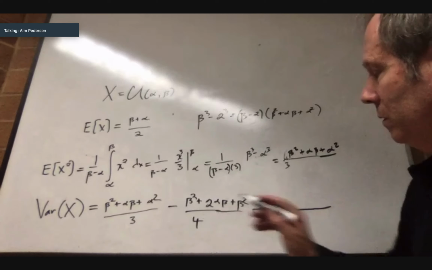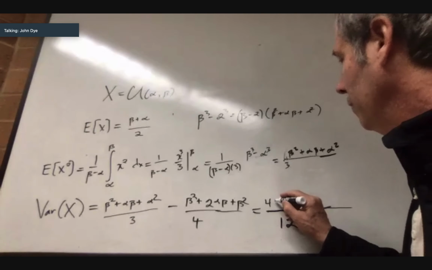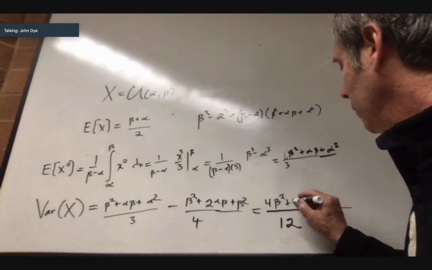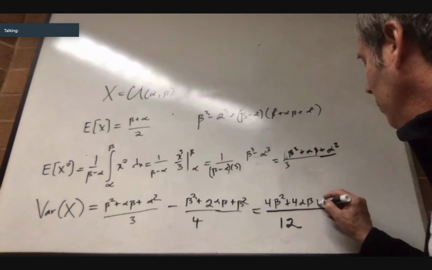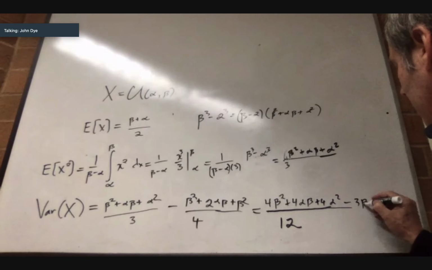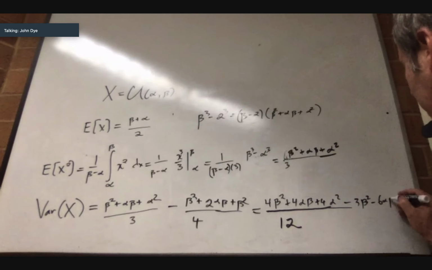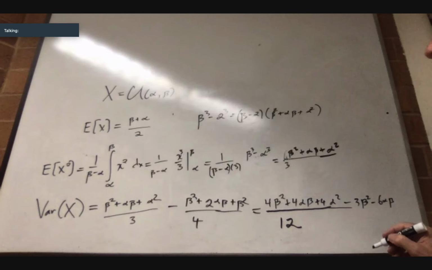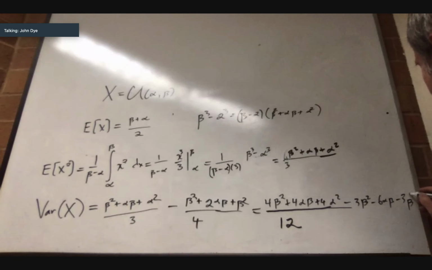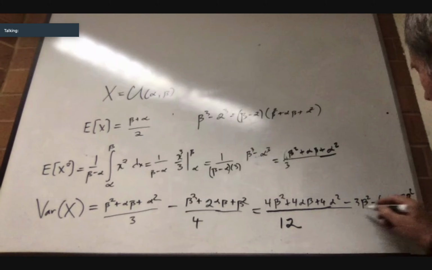12, right? Yeah. So we have 4. I don't know how well this will work. 4 beta squared plus 4 alpha beta plus 4 alpha squared minus 3 beta squared minus 6 alpha beta minus 3 beta squared. Three beta squared. All right.